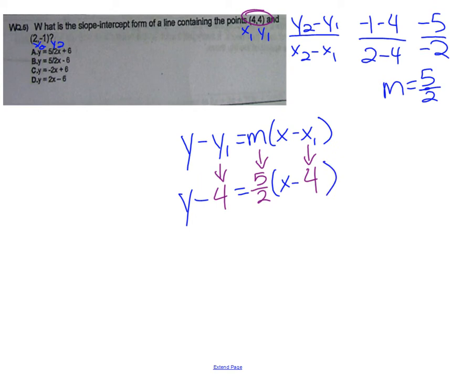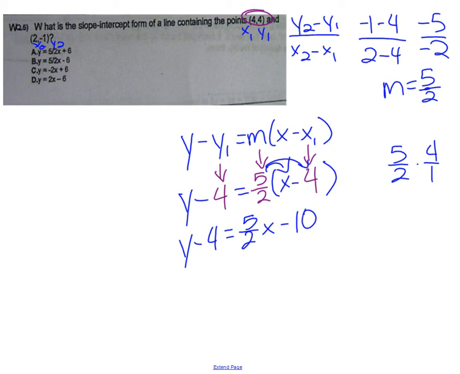Now we just simplify what we can. So 5/2 times x, still have 5/2 x. 5/2 times negative 4, yes. So we could multiply this straight out. 5 times 4 is 20, divided by 2 over 1. So 20 divided by 2 is 10.